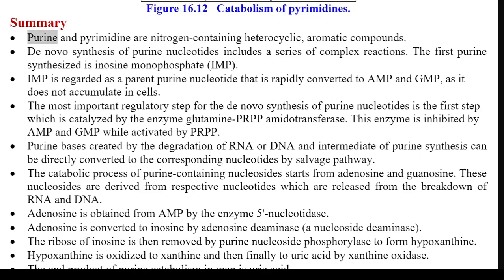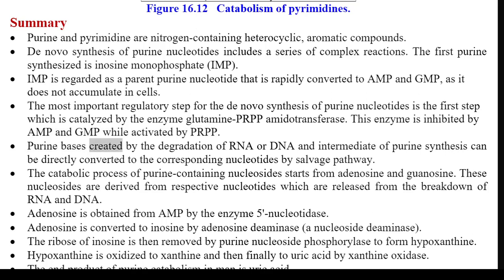Summary. Purine and pyrimidine are nitrogen-containing heterocyclic, aromatic compounds. De novo synthesis of purine nucleotides includes a series of complex reactions. The first purine synthesized is inosine monophosphate, IMP. IMP is regarded as a parent purine nucleotide that is rapidly converted to AMP and GMP, as it does not accumulate in cells. The most important regulatory step for the de novo synthesis of purine nucleotides is the first step, which is catalyzed by the enzyme glutamine PRPP aminotransferase. This enzyme is inhibited by AMP and GMP while activated by PRPP.